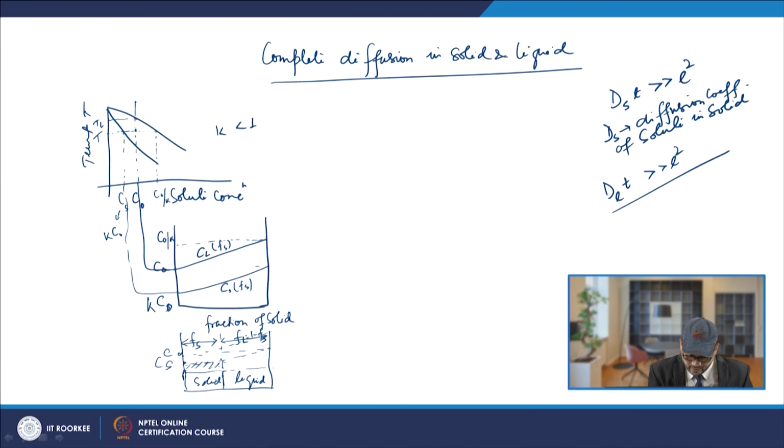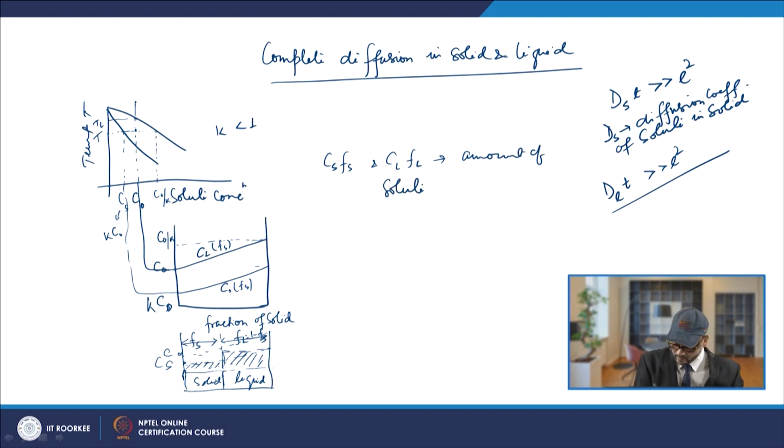If you look at the solid part, this part will be solid, and you will have this part as the liquid, and your solid at the end will have the composition C naught. So, you will have the uniform composition C naught all throughout. Now, if you look at the hatched areas, you have CSFS and CLFL. Now, these are the amount of solute. So, they are the respective amount of solute in solid and liquid.